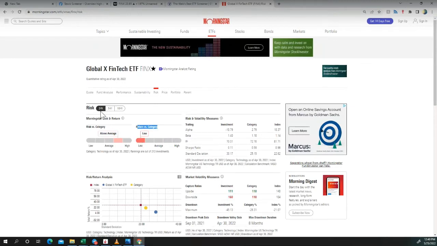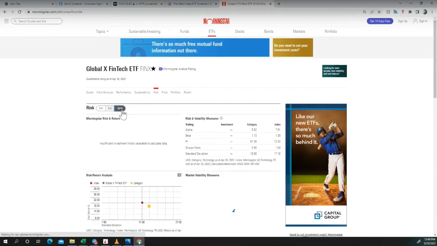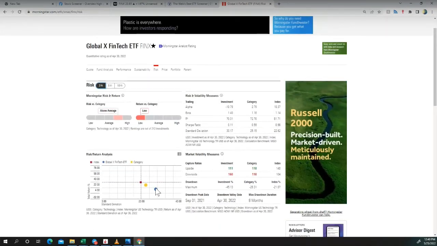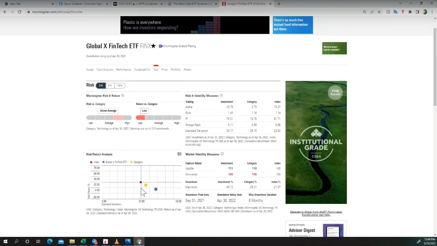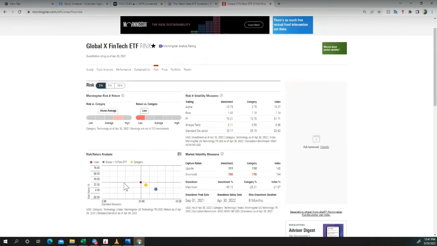Now that's a 3-year time frame. Let's look at 5 years. And 5 years again is almost the same, above average risk and below average return. Then at 10 years, there is insufficient data. So at 3 years, you can also use this, I don't know if it's a histogram or something, but you can see right at this mark is where the index is. And then this is the category of similar ETFs that track the same index. So the ETFs are performing below the index. And then the ETF that we're looking at, the Fintech ETF, is performing way, way below that ETF.